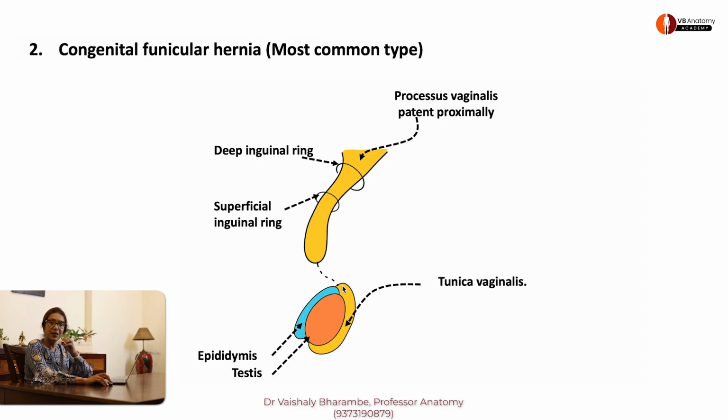Sometimes it is obliterated just above the testis but patent above. Okay, so all this is patent. Just above the testis there is a short obliteration of processus vaginalis. This is the most common condition, congenital funicular hernia. The intestines are entering into it till here. This is called a congenital funicular hernia.